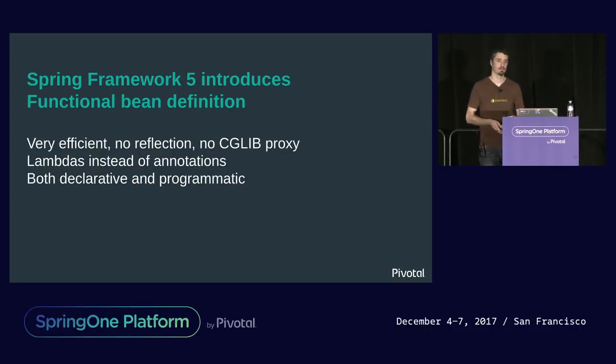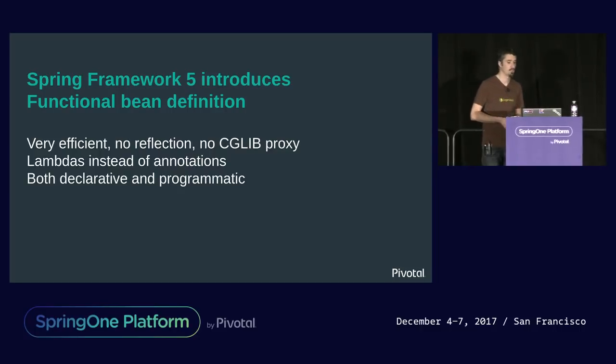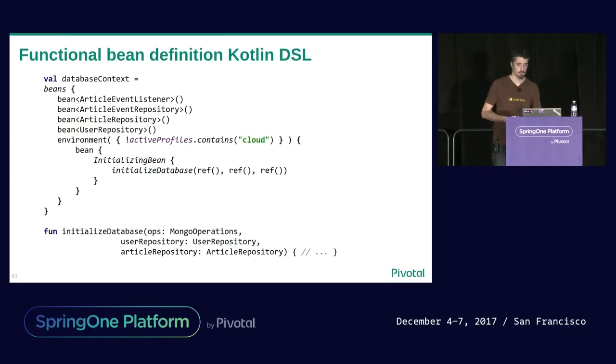One thing I have not talked about yet is that, and this is production ready, Spring Framework 5 introduced a new functional bean definition capability, which is very efficient: no reflection, no CGLib proxy. It's basically a new way, in addition to XML and Java config, to define your beans, okay? It's using lambdas instead of annotations, and like the router DSL, it is both declarative and programmatic. So this is something that is already supported in Spring Framework 5. You can define your beans like that.